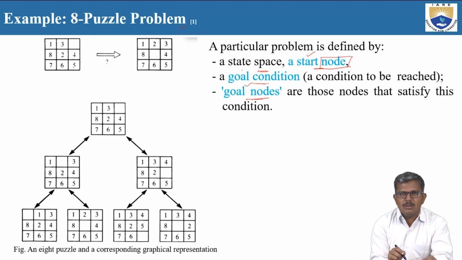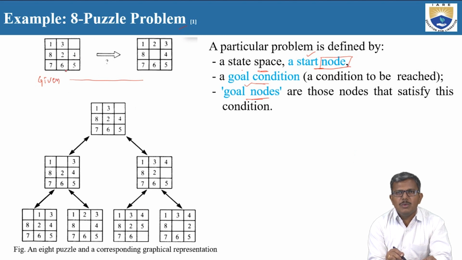If you observe this particular picture, this is the given state to us. This is an 8 puzzle problem. We can say that it is a 3 by 3 matrix representation. In this we are going to have some numbers and an empty tile. So totally 9 tiles will be there. In the 9 tiles, 8 tiles will be filled with some numbers and there will be one empty tile.